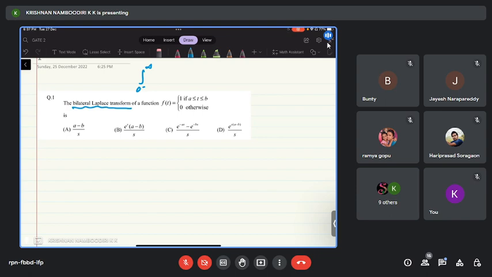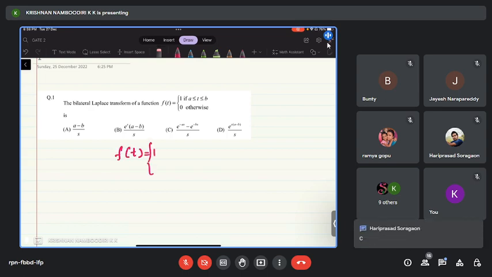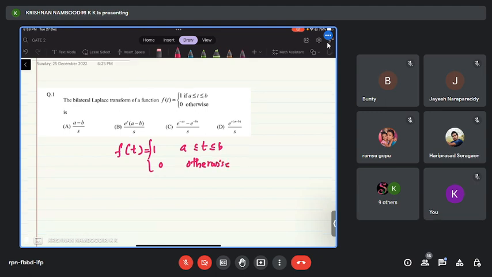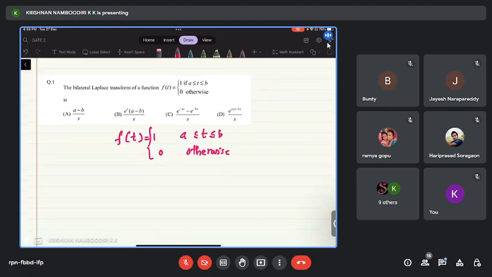As you can see, this can be applied only for signals having positive values after t equal to 0. Correct? Only for causal systems can you apply the unilateral transform. So don't confuse that. Bilateral Laplace transform means the integral goes from minus infinity to infinity. So f of t equals 1 when a is less than or equal to t less than or equal to b, and 0 otherwise. We need to find the Laplace transform of this function.